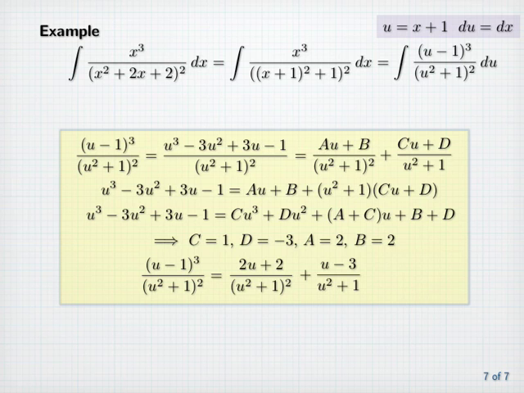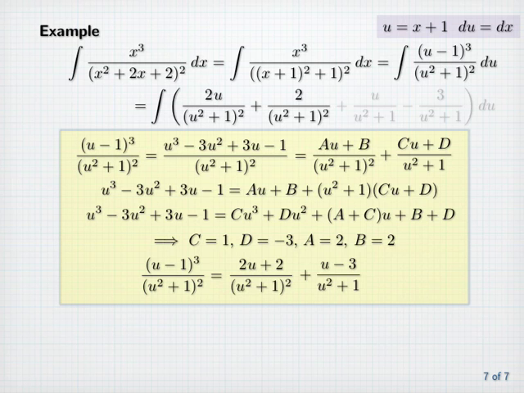So let's first write the integral of 2u over (u squared plus 1) squared, plus 2 over (u squared plus 1) squared, and then plus u over u squared plus 1, minus 3 over u squared plus 1. So now we're ready to antidifferentiate.